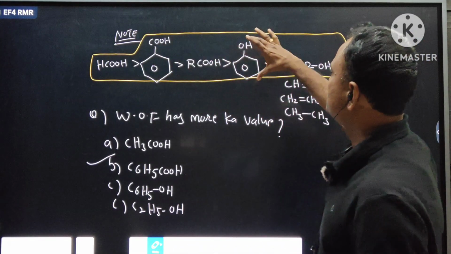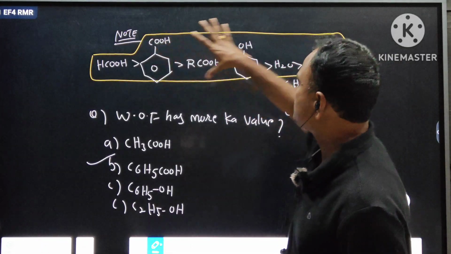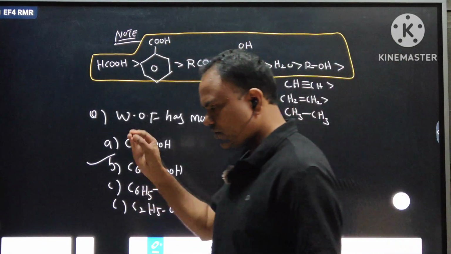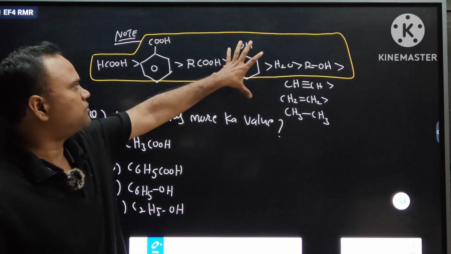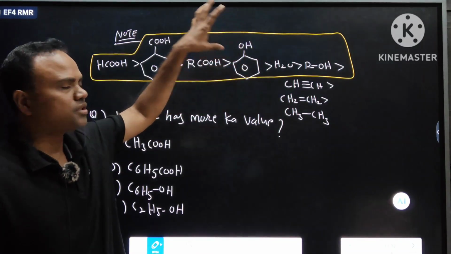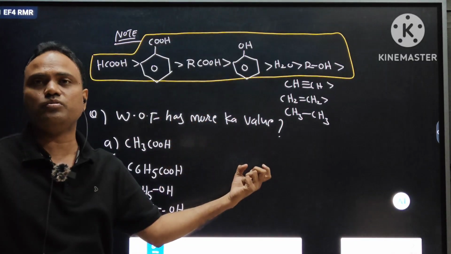Benzoic acid is more acidic than phenol. Observe this order. Benzoic acid is more acidic than phenol. Even though phenol is having minus M, it is a functional group. Its acidic nature is less than benzoic acid always, even though it is having some minus M groups.